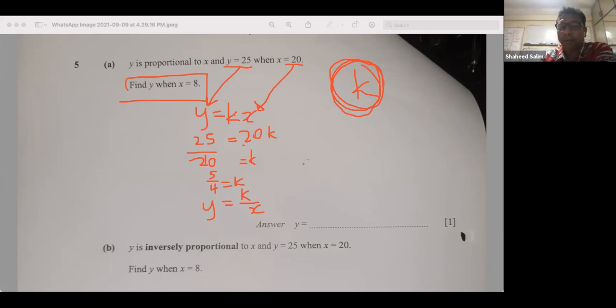Now you rewrite the formula. Rewrite this one. Remember, okay, I think we need to do some practice later on. Down here now you rewrite the formula. Y equals to 5/4 K like that. Now what you want to find? You say find Y when X is 8. Just put the 8 inside here.